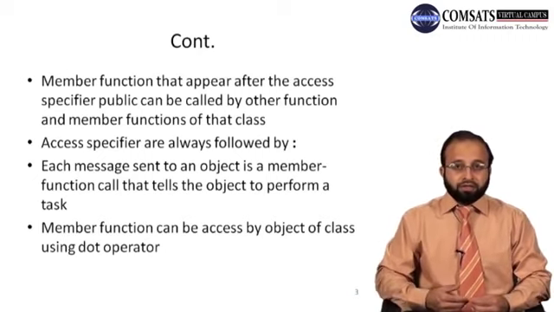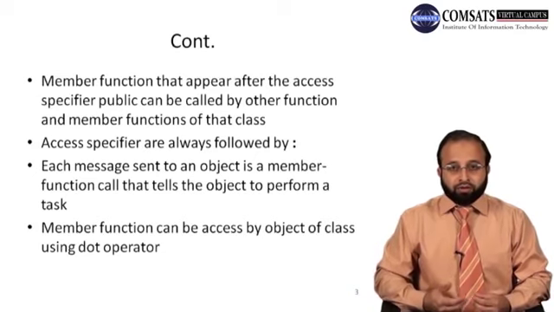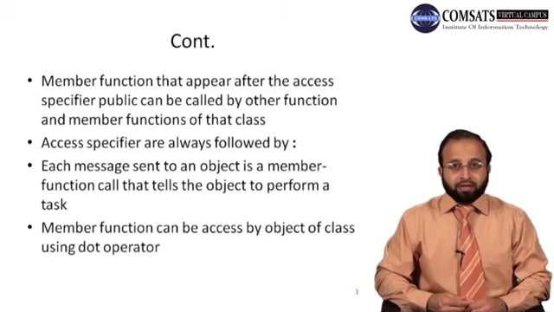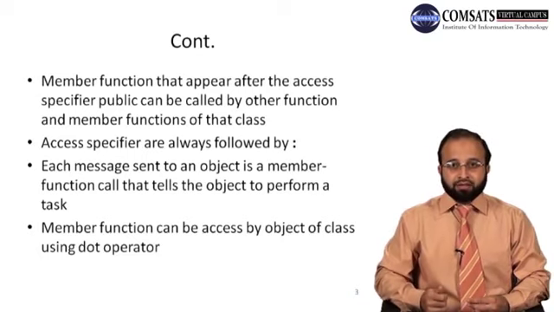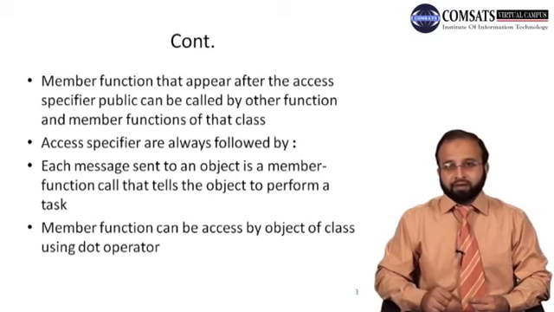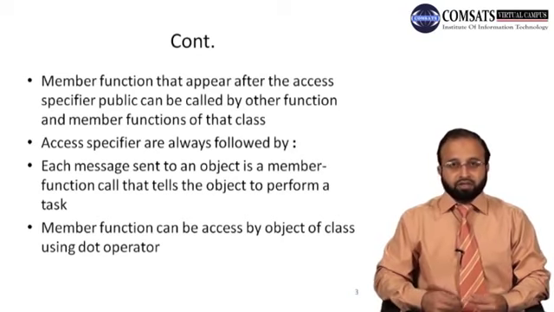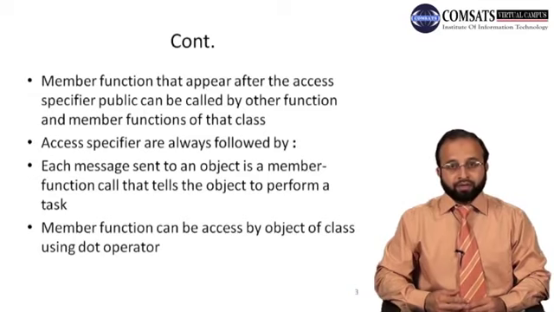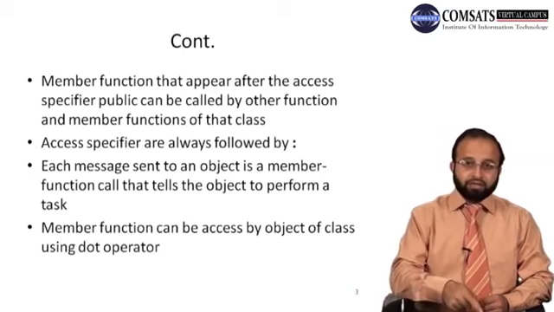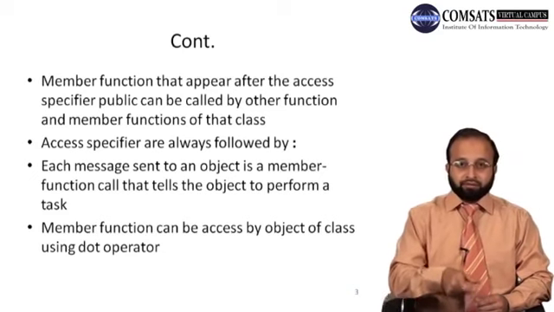If we look at the real world, if I'm going to call some function, for example, I want to execute the behavior of a lamp, like turning it on, then there must be some lamp present so that I can execute its behavior, the turning on behavior that changes the state. So a member function can be accessed by an object of a class using the dot operator. Without an object you cannot execute the member function, that means the behavior of the class.